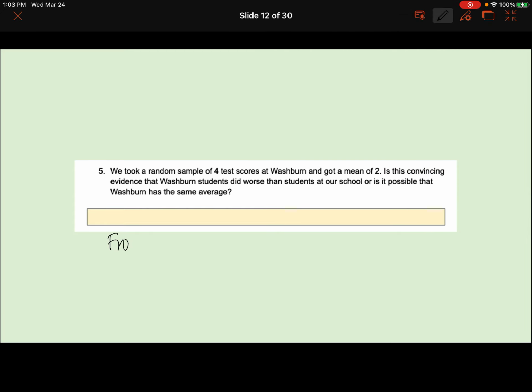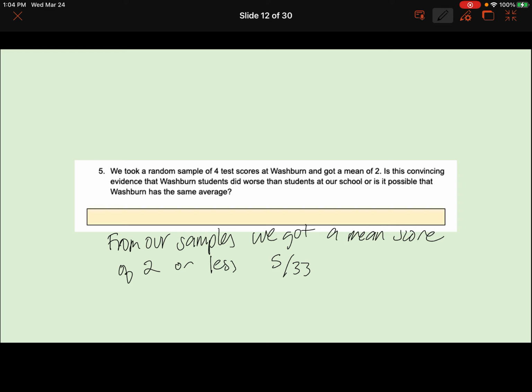From our samples, we got a mean score of 2 or less, 5 out of 33, which is 15% of the time. 5% is our cutoff for both things being surprising and also convincing evidence. We're going to get more into that idea next unit, I think, coming up soon.